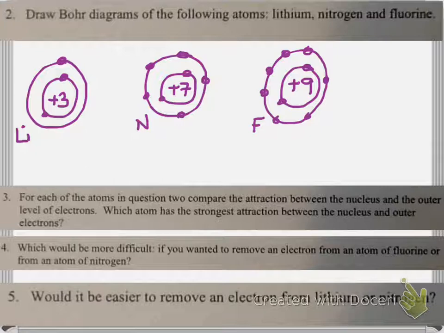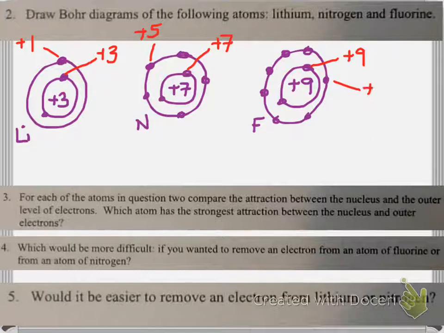Number 3, for each of the atoms in question 2, compare the attraction between the nucleus and the outer level of electrons. So again, remember we've done this before, right? The attraction for this first electron would be +3 because there's no shielding. The second electron would be +1 because I have shielding of 2 electrons in the first energy level. When I get to nitrogen, the electrons in the first energy level are going to feel +7 because there's no shielding. In the second energy level, they're going to feel a +5 because of the shielding of the 2 electrons in the first energy level. For fluorine, in the first energy level, the electrons are going to feel that +9 attraction from the nucleus. In the second energy level, they're going to feel a +7 because of that shielding of the 2 electrons in the first energy level.